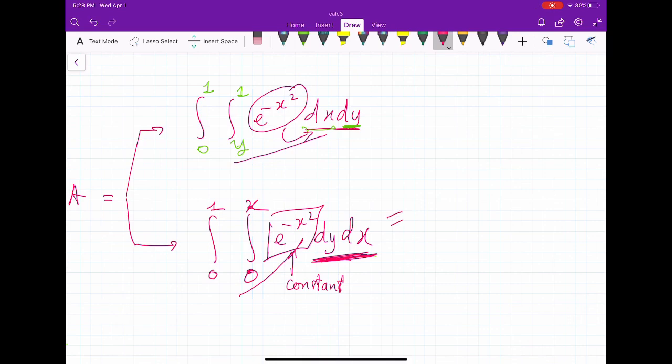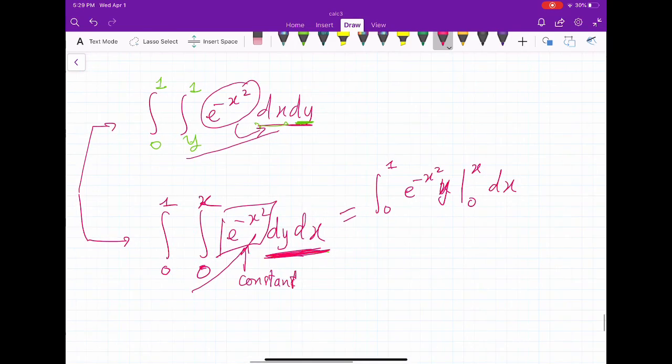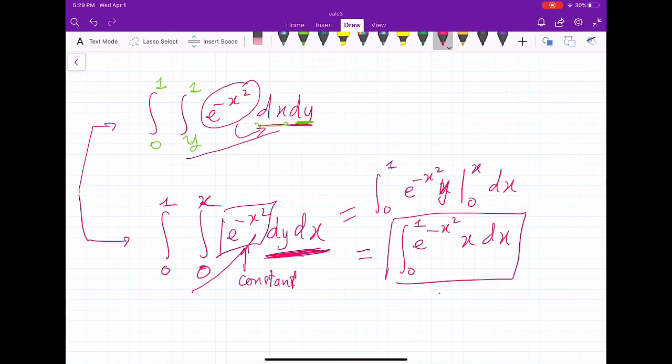So in here, I have the integral from 0 to 1 of e to negative x squared times y, evaluated from 0 to x, dx. And that is the integral from 0 to 1 of e to negative x squared times x dx. And we know how to solve such an integral by putting u equal to negative x squared. Make sense? All right, so I think we can finish our lecture right here.